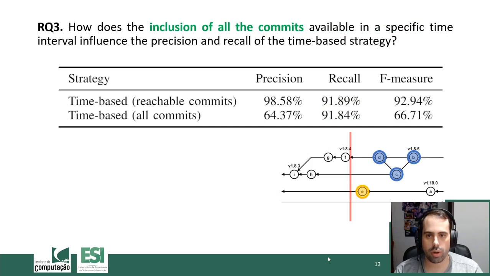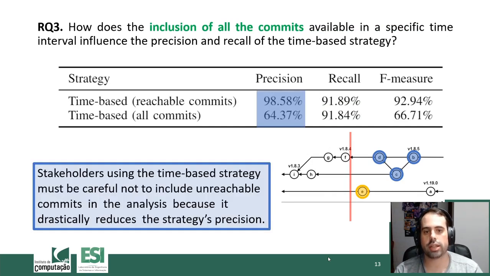In RQ3, we evaluated the impact of selecting unreachable commits in the time-based strategy. Do you remember the commit E from the D3.js sample? We found that including unreachable commits drastically reduced the time-based strategy precision.